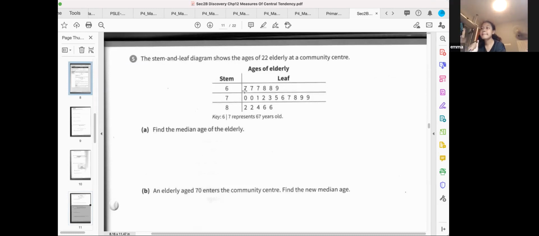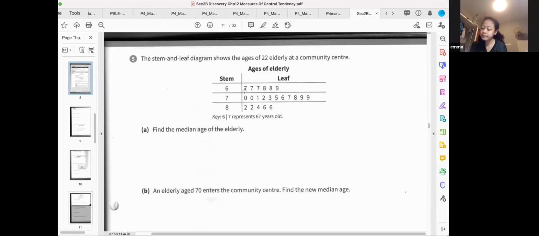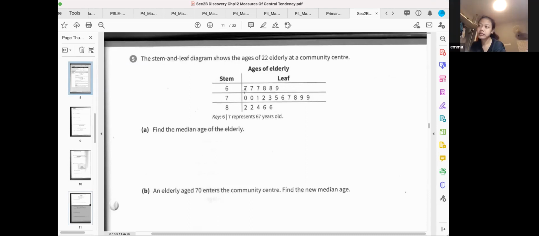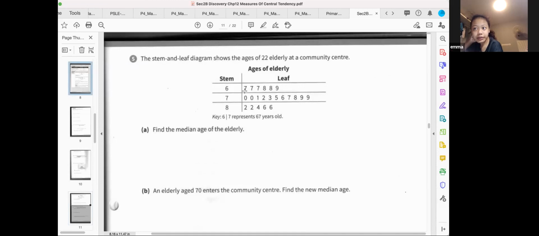73. 73 for question number A or B? A. A, okay. So your middle position is? 11. Do you plus 1? You must plus 1, miss. You must plus 1. 75.